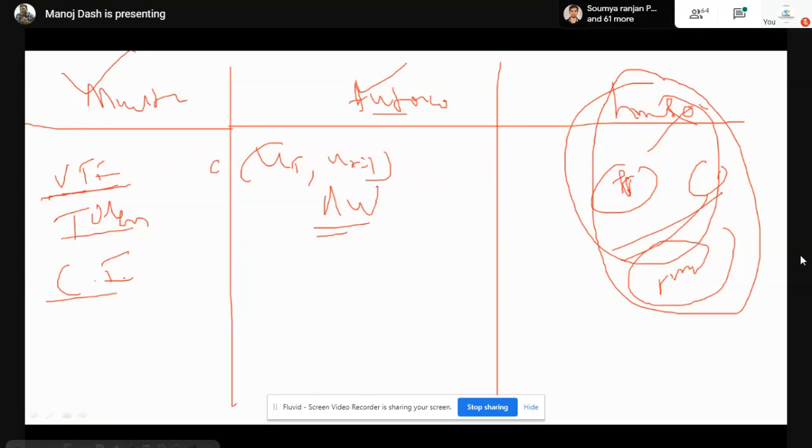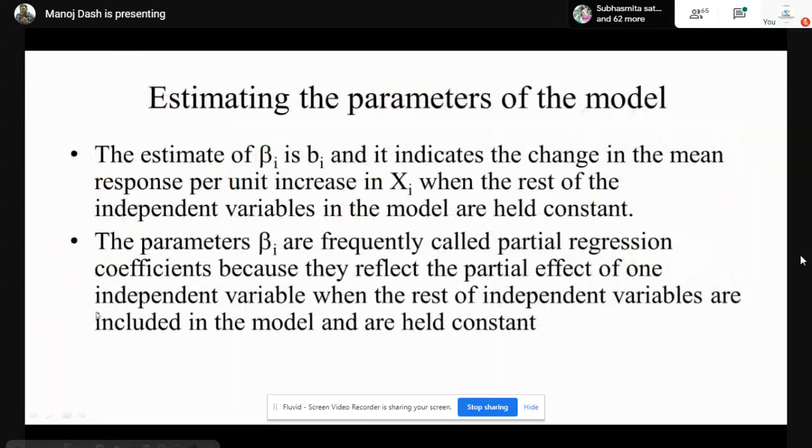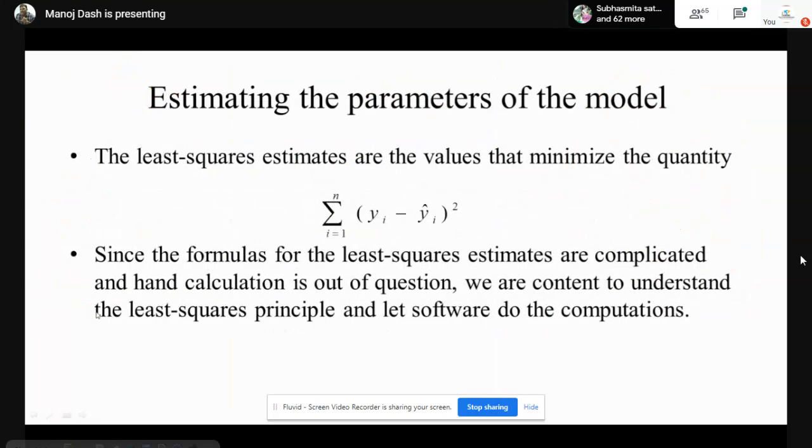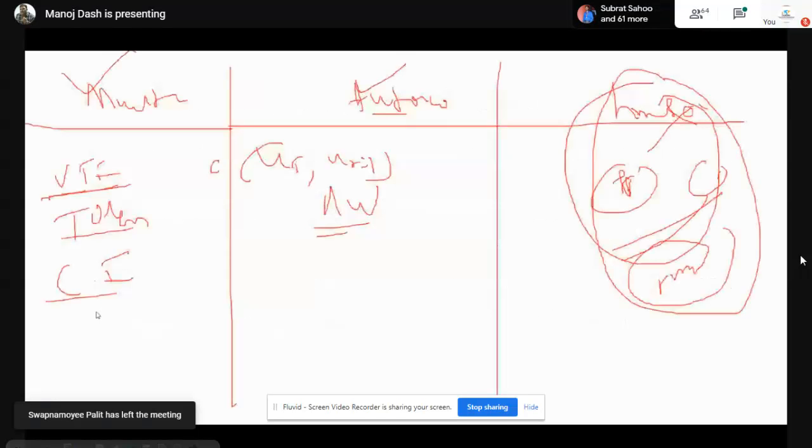Yes, sir. Please tell about the homoscedasticity. I will tell you about it later, but the details we will study in the time series class. Clear? Yes, sir. After the paper is done, then I will go through the PPT.